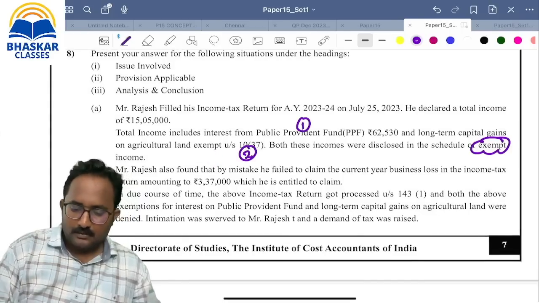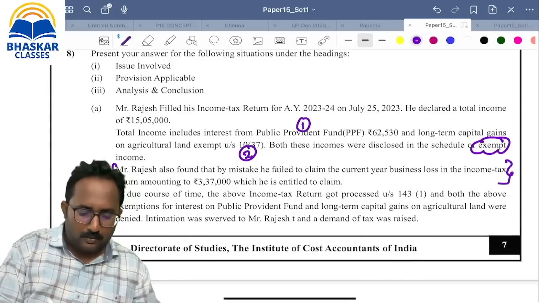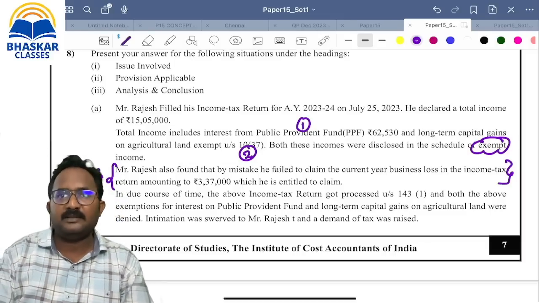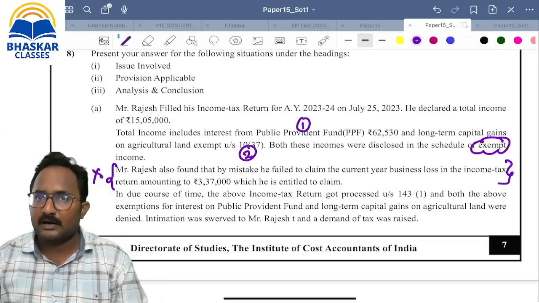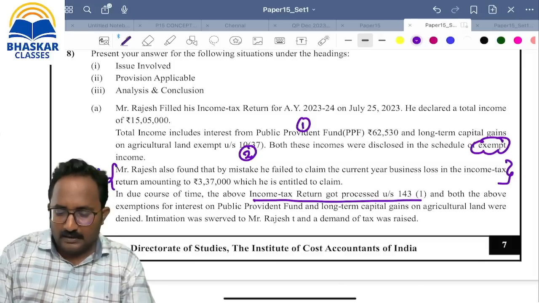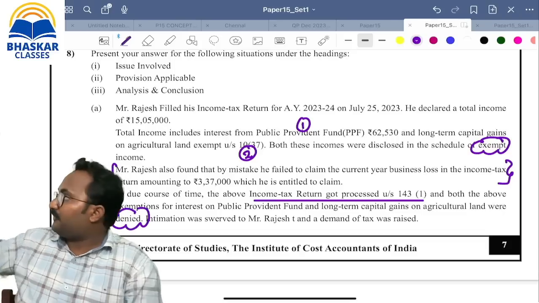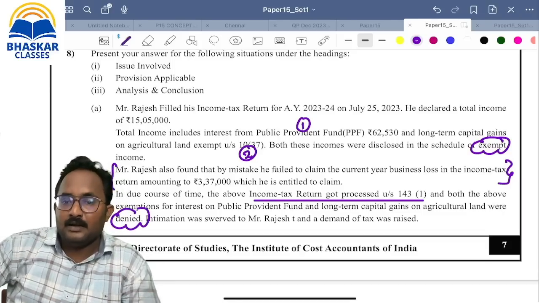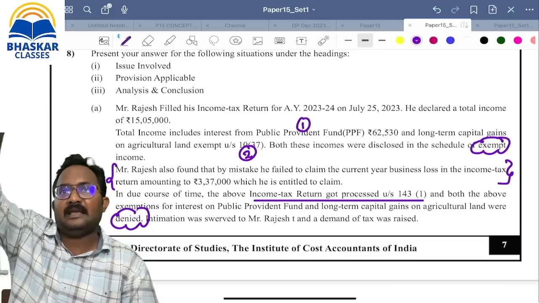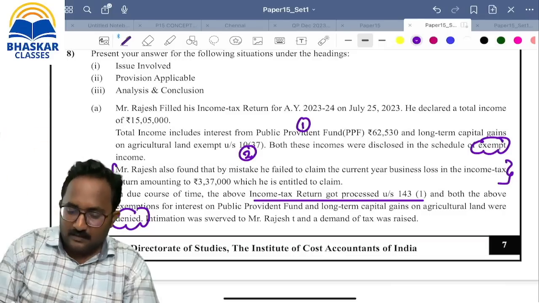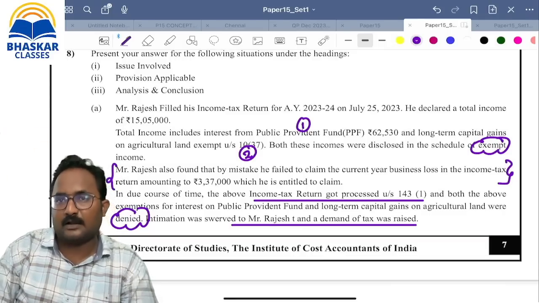But sir, this is not filed in your return of income. No one can do anything wrong. Because you haven't shown the business loss, you did not file all those things in your return of income. But the 143(1) intimation was passed, and these two things were denied. What are the two things? PPF related interest as well as 10(37). If the exemptions are cancelled, definitely total income will be increased and automatically the tax liability also increases. They are asking for the demand notice as well as tax.